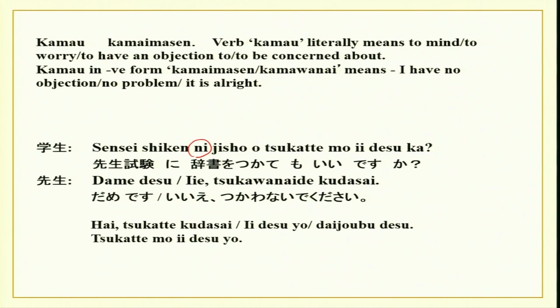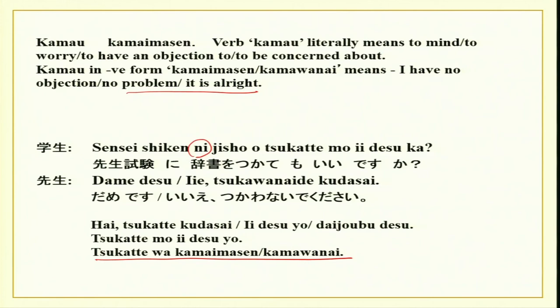Then, tsukatte mo ii desu yo. You can see, tsukatte wa kamaimasen. Kamawanai. I don't mind. I have no problem. It's all right. So, that's how you would answer if you are giving permission. As sensei said in the beginning, kamaimasen yo in the kaiwa. You can look up the kaiwa and see where it is used. Informally, kamaimasen.